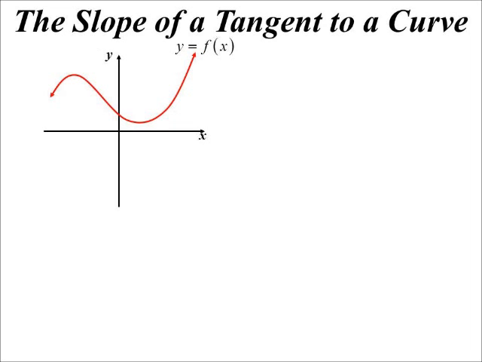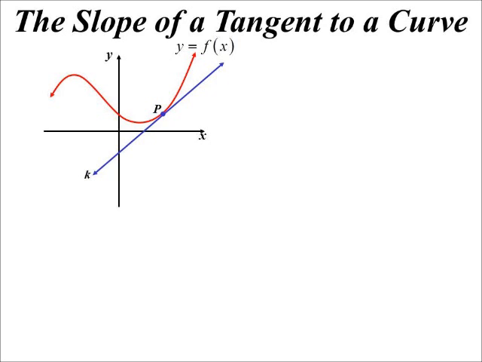So we're going to look to solve a problem. And the problem is, how do we find the slope of a tangent to a curve? So here's just some random curve, we'll call it y equals function x. And I want to find the equation of that blue line, the tangent.